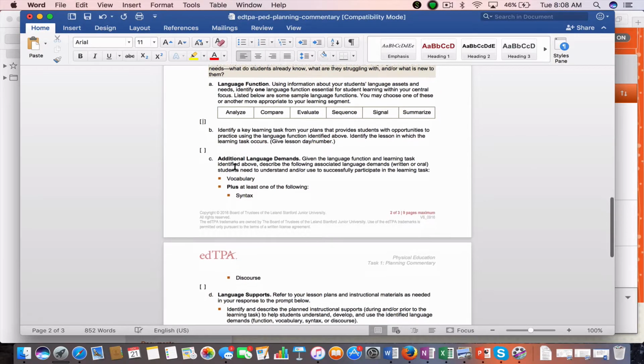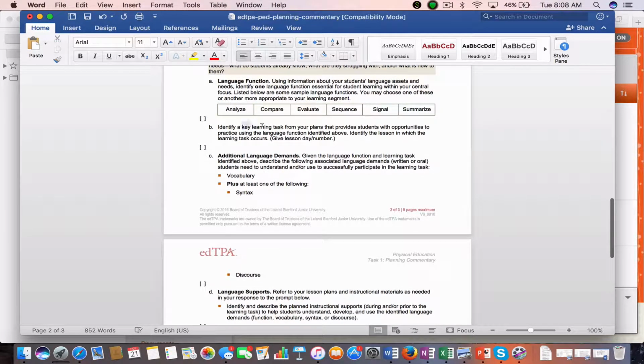Then what you're going to do is identify a key learning task from your plans. Now notice this is singular. You're just writing about one learning task, and they ask you to identify the lesson. So don't write about all 3 lessons. Choose one lesson. It doesn't matter which one it is. Choose the one that you think has the best academic language plan and write about that particular lesson. So if you wrote explain up here, maybe you're going to say in lesson 2, I explained, and you're going to choose that and describe that.